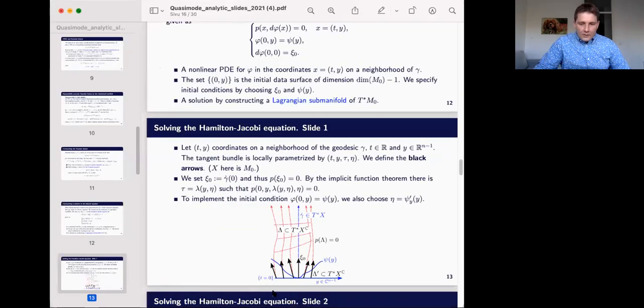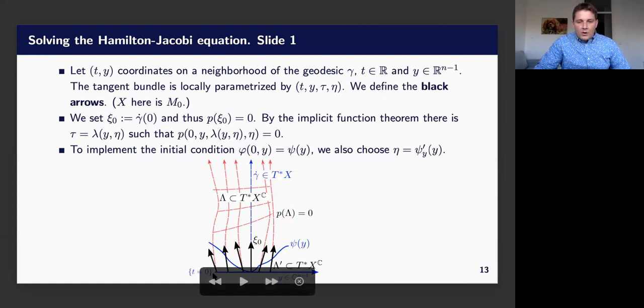Yes, so here, I hope you see this, on this blue line, this is the initial data surface. So we start the definition of these black arrows by setting psi 0, which was one of the initial conditions, to be the velocity vector of the given geodesic gamma at time t0. Since our geodesic is unit speed, it solves the equation p(psi 0) is 0. So gamma 1 squared is 1. It means this p(psi 0) is 0.